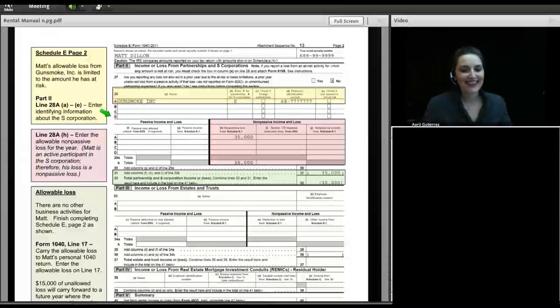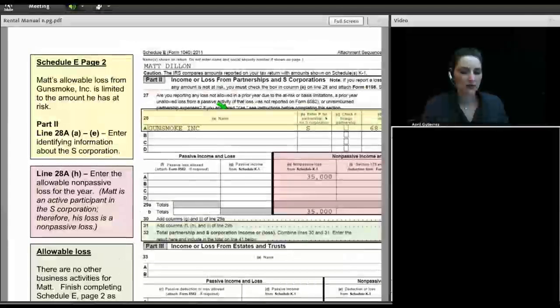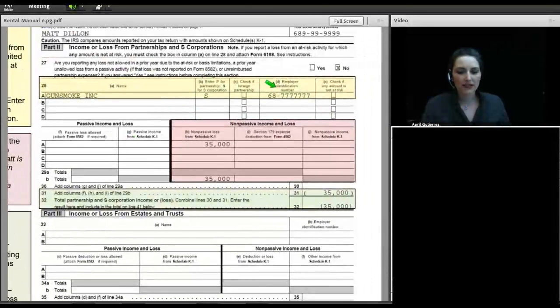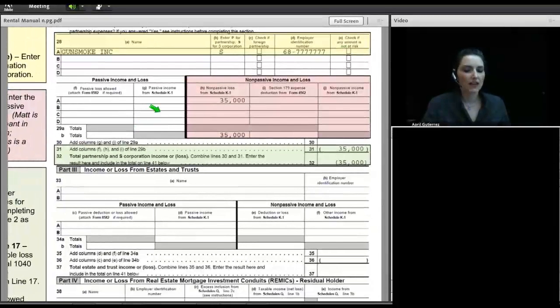Got it? All right, so on the back page of the Schedule E, page 2, we describe the business name or entity name. In this case, it's Gunsmoke Inc. In this next column, we indicate with a code S that this is an S corporation rather than a partnership. And then we enter the employer ID number. And then it says, check if any amount is not at risk. Technically, I'm thinking we might have had to check that box.